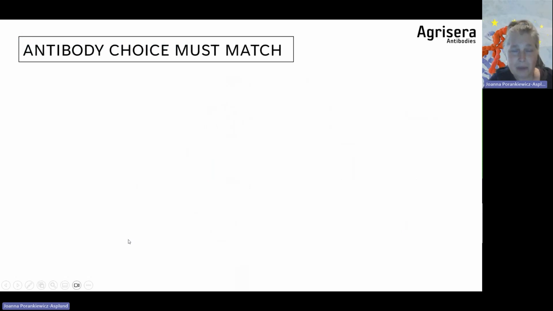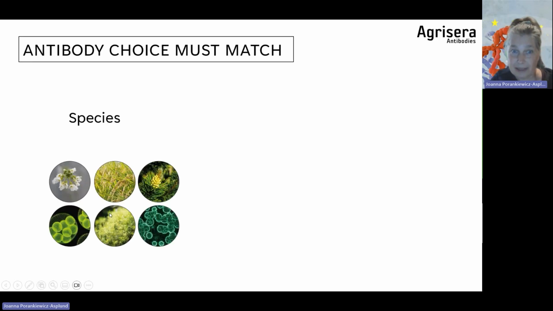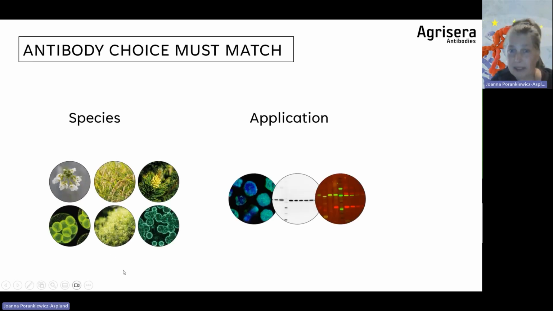Also, a very important point for a successful Western blot, which is very often overlooked, and therefore I am reminding you again, is that antibody choice must match the species and the application. And I have met in my troubleshooting over the last 20 years very many cases where the wrong antibody was used on a target protein. What do I mean by that?